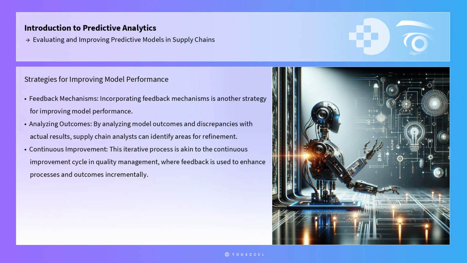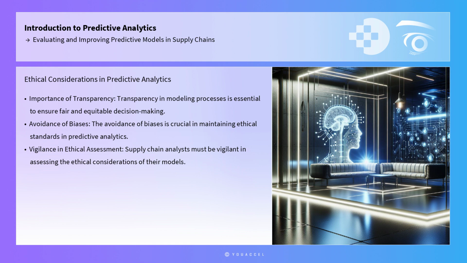Incorporating feedback mechanisms is another strategy for improving model performance. By analyzing model outcomes and discrepancies with actual results, supply chain analysts can identify areas for refinement. This iterative process is akin to the continuous improvement cycle in quality management, where feedback is used to enhance processes and outcomes incrementally. Moreover, the ethical implications of predictive analytics should not be overlooked.